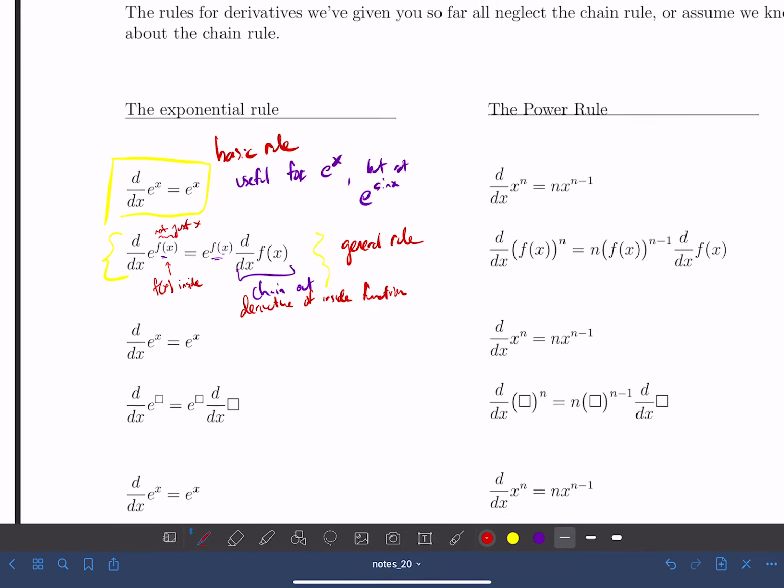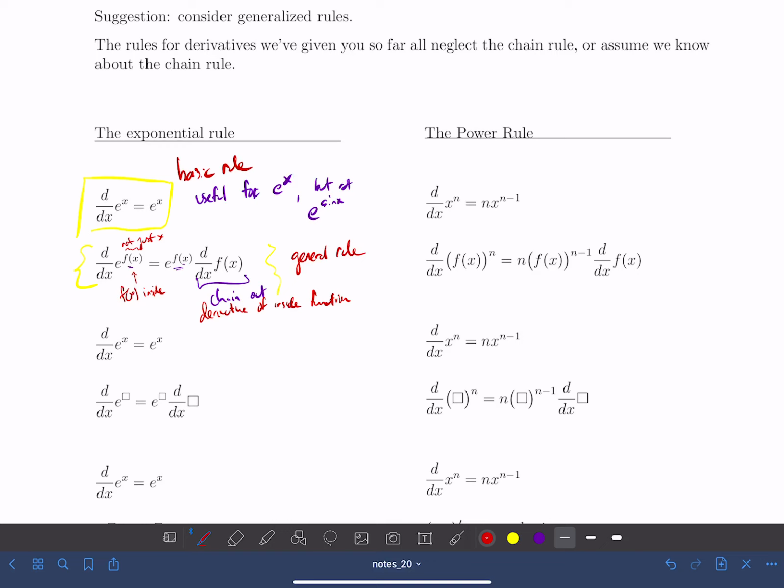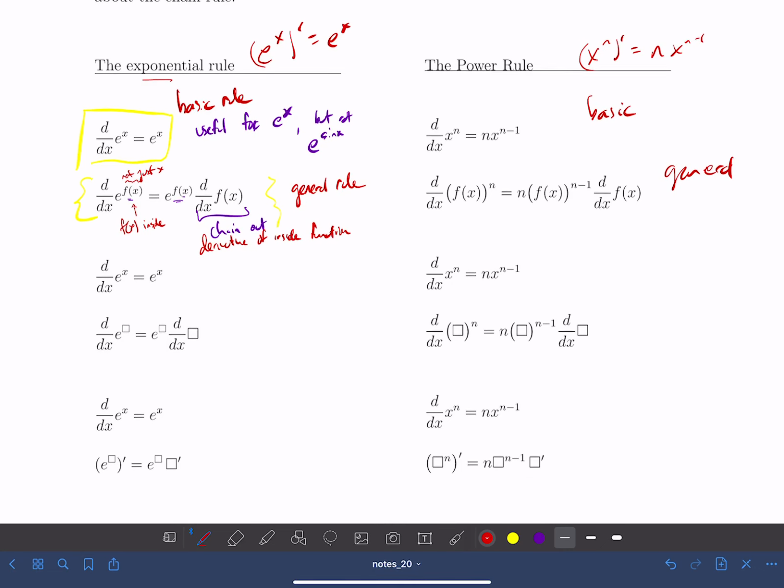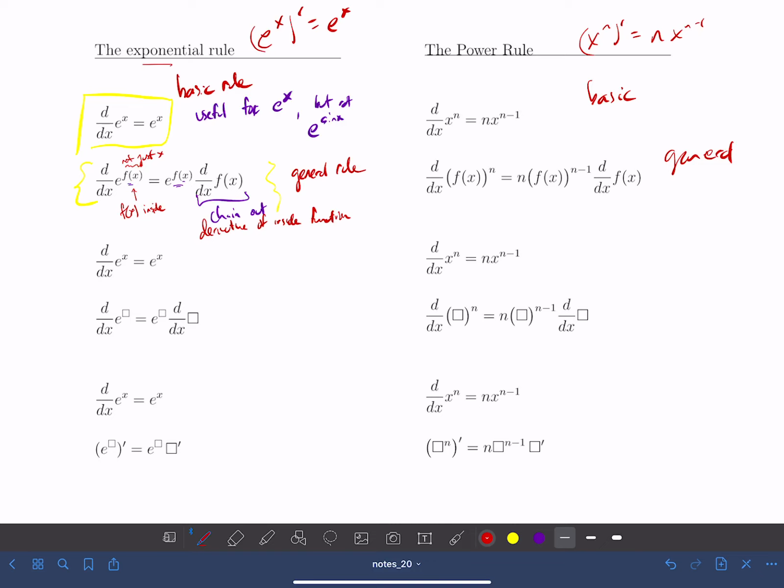I put formulas on this page for you that express the basic rule and the general rule for the exponential rule that says that e to the x prime is equal to e to the x, or that x to the n prime is equal to n times x to the n minus 1. So those are the basic rules. And I wrote those rules a couple of different ways for you. This one right here was with differential operators and f's. And this one right here, I used square because square is just whatever the inside thing is. I like using square because we don't get attached to a particular name for it. We can see that it's completely generic.